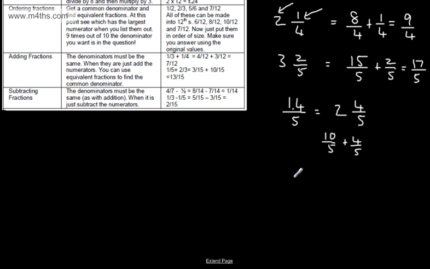Let's just do one more. Let's say we've got now 16/7 as a mixed number. So again, 7 will go in twice, and that will leave me a remainder of 2. So it'll be 2 2/7. So that now is looking at simplifying fractions.